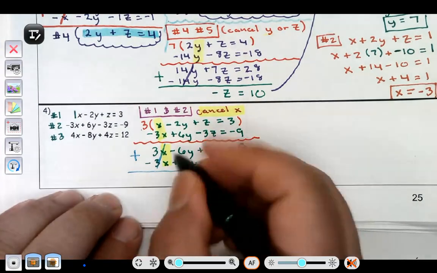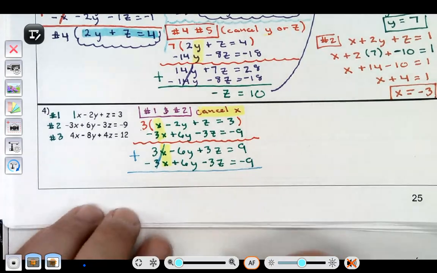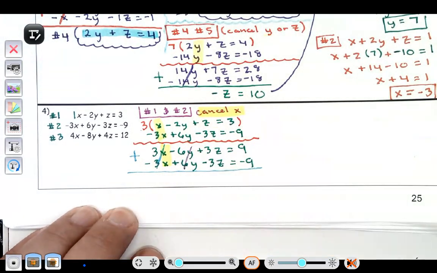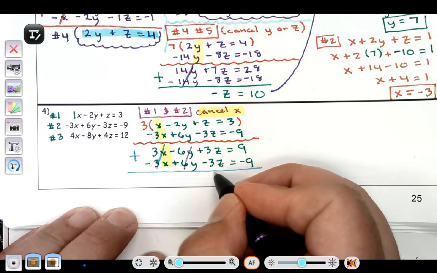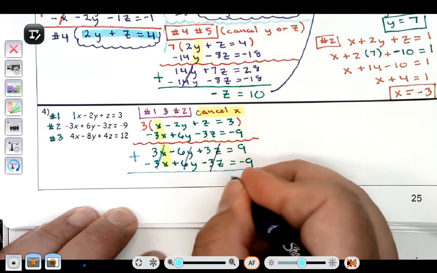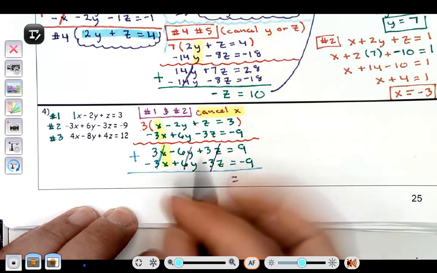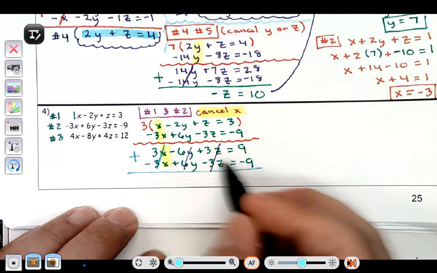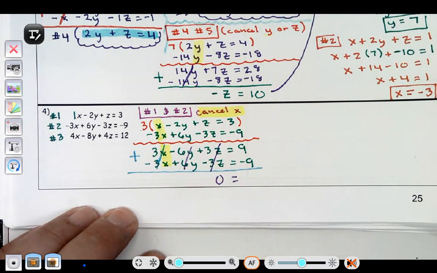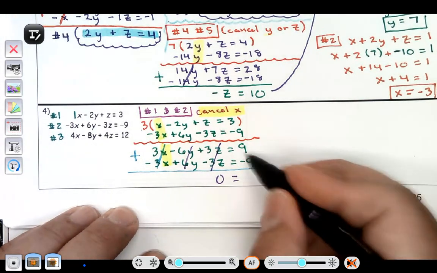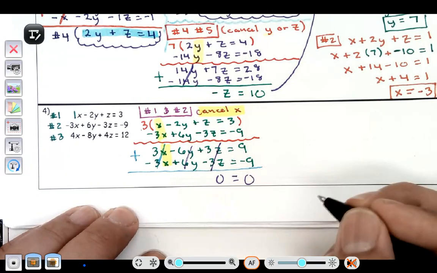When I look at this one, negative 6 plus 6 also goes away. Positive 3 and negative 3, well, that also goes away. But remember, you have to write something. You can't just say, oh, my letters are gone, and then write x, y, z. No, everything is gone. So what am I left with? 0. You have to write it down. Now, when I look on this side, 9 minus 9, well, that's also 0.